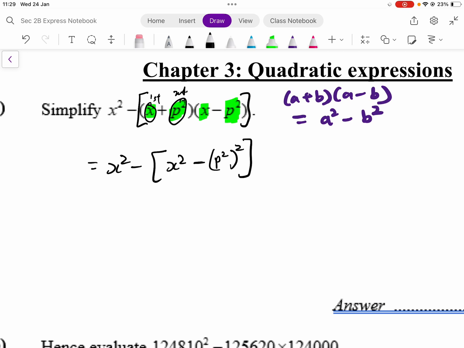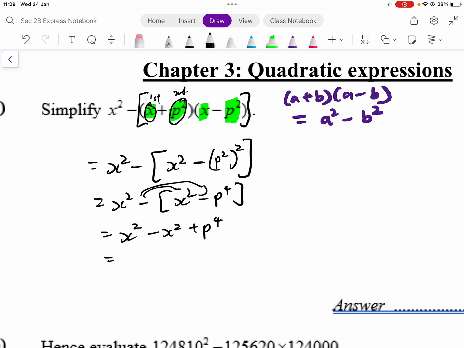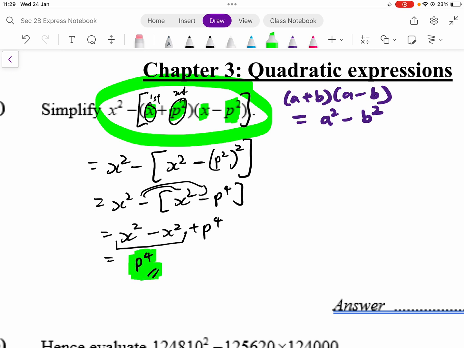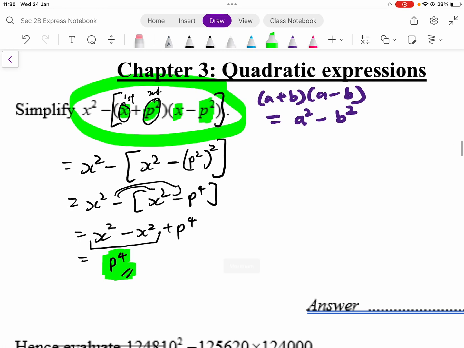Okay, so open up, minus p to the power 4. Now multiply the negative sign in. So we will get minus x squared plus p to the power 4. Why x squared minus x squared? 0. So we only get the answer p to the power 4. So we know that simplifying this equation here will result in my final answer of p to the power of 4, right? Okay, so hopefully you are able to understand this.